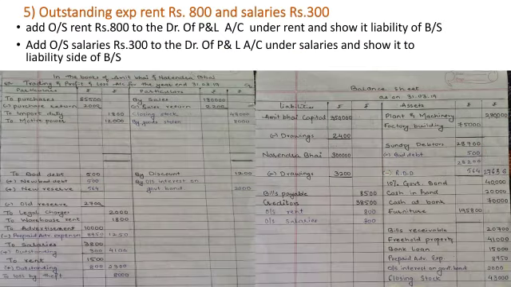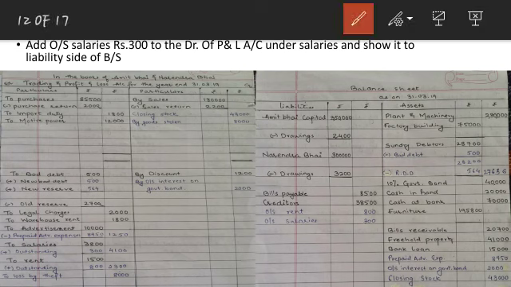The next is outstanding expenses of rent 800 and salaries rupees 300. You better know, outstanding we always add. So rent is given on the debit side of the profit and loss account. Add 800 rupees to it and get the amount outside. Whatever amount is added can be written here on the asset side: outstanding rent 800.